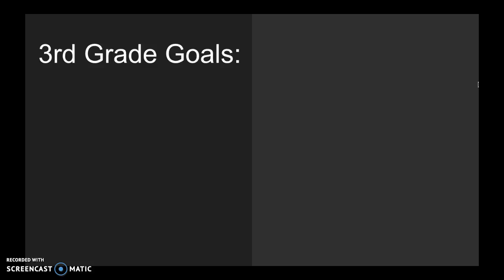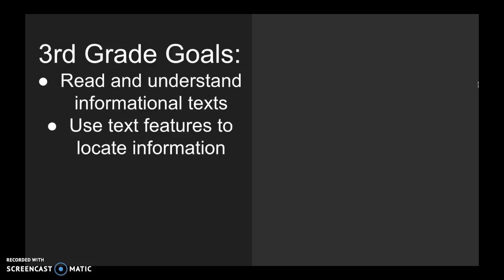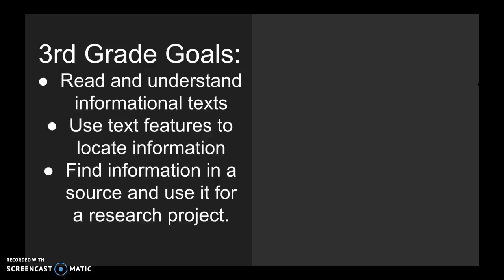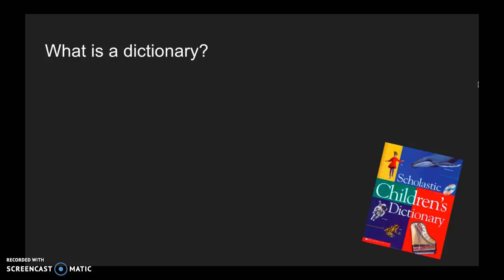In third grade, we have the goal that by the end of the year, we will read and understand informational texts, use text features to locate information that we can use for our research and for other purposes, and find information in a source and use it for our research project. To help us reach those goals, today we're going to start by learning about encyclopedias and dictionaries and to compare what they are good for. With that goal in mind, let's learn about a dictionary.